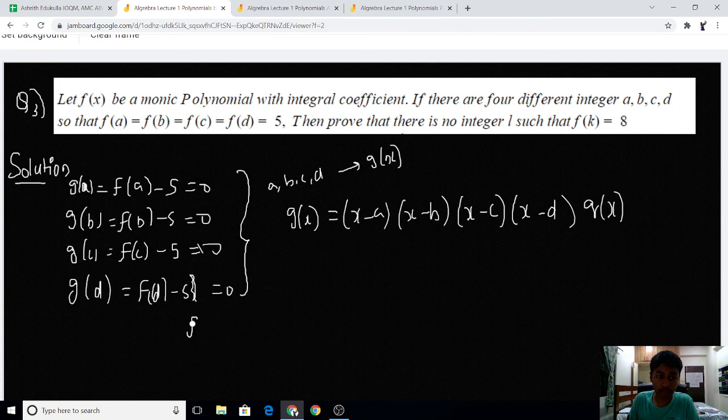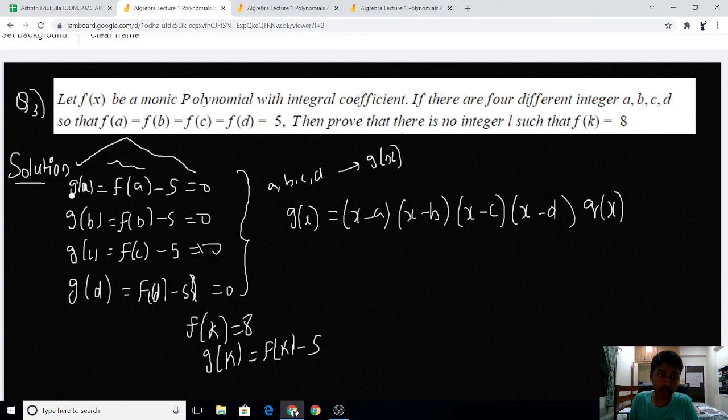If I have to prove that f of k equals 8, then g of k equals f of k minus 5. This is how I constructed it, so you just got to observe here. So g of k equals f of k minus 5. Now we need to prove. I'm assuming that f of k equals 8. Then g of k equals 3.